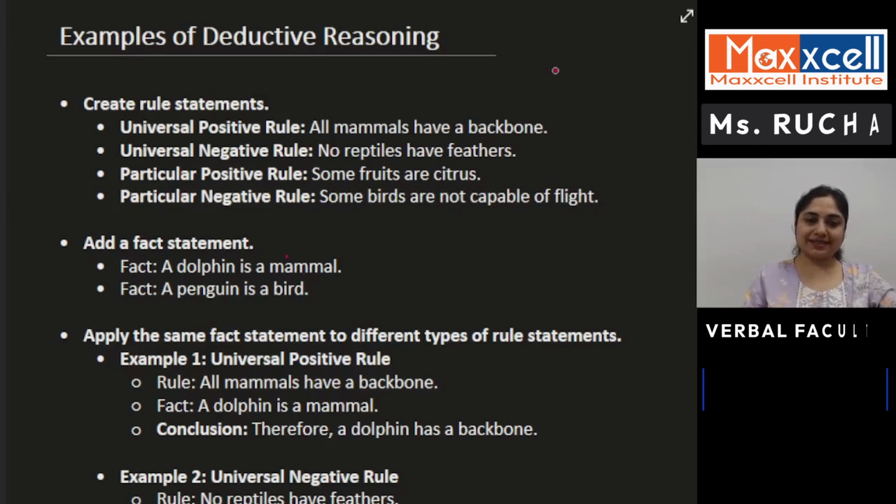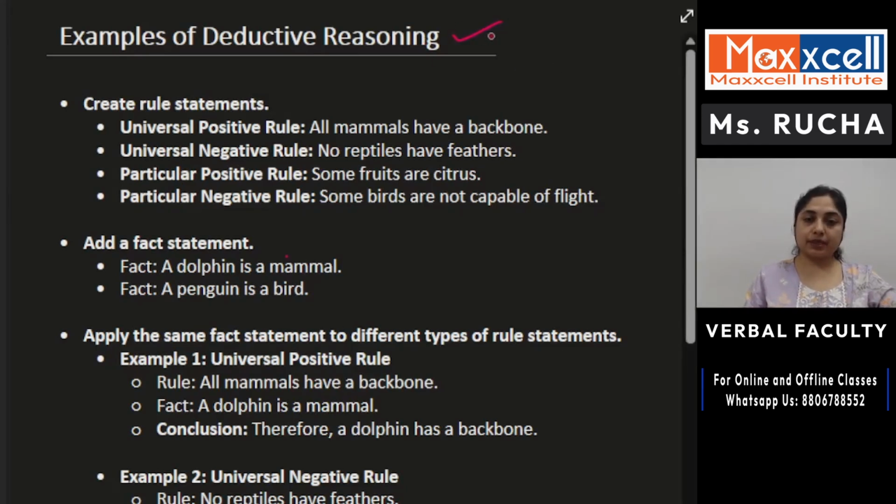Hello students. Today we will solve some examples of deductive reasoning. If you want to understand what is deductive logic or what is deductive reasoning and how we are supposed to apply that logic, I request you to go through our previous videos where we have discussed that in detail. Now let us understand some rule statements which will help us solve deductive reasoning question types.